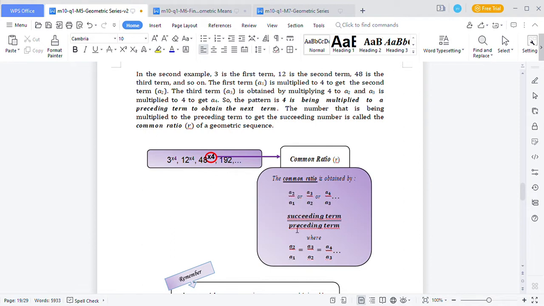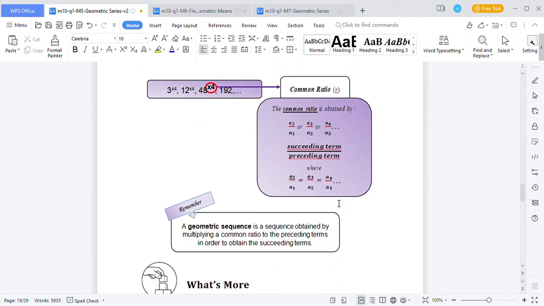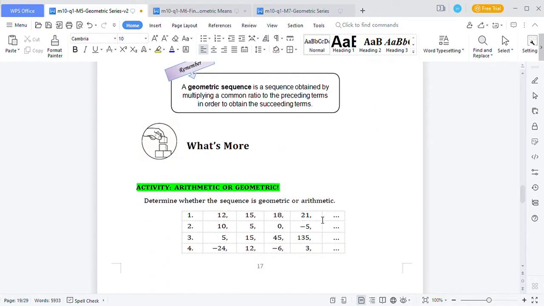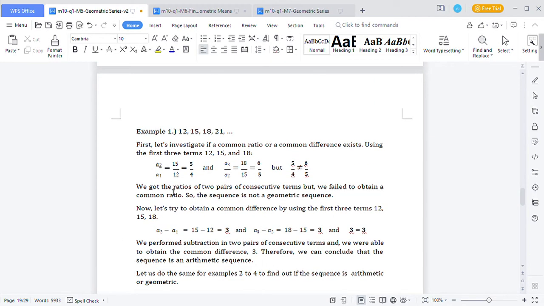So, a sub 2 divided by a sub 1, we get 4. A sub 3 divided by a sub 2, we get 4. And a sub 4 divided by a sub 3, we get 4. So, a geometric sequence is a sequence obtained by multiplying a common ratio to the preceding term in order to obtain the succeeding terms. So, we have an example: 12, 15, 18, and 21.